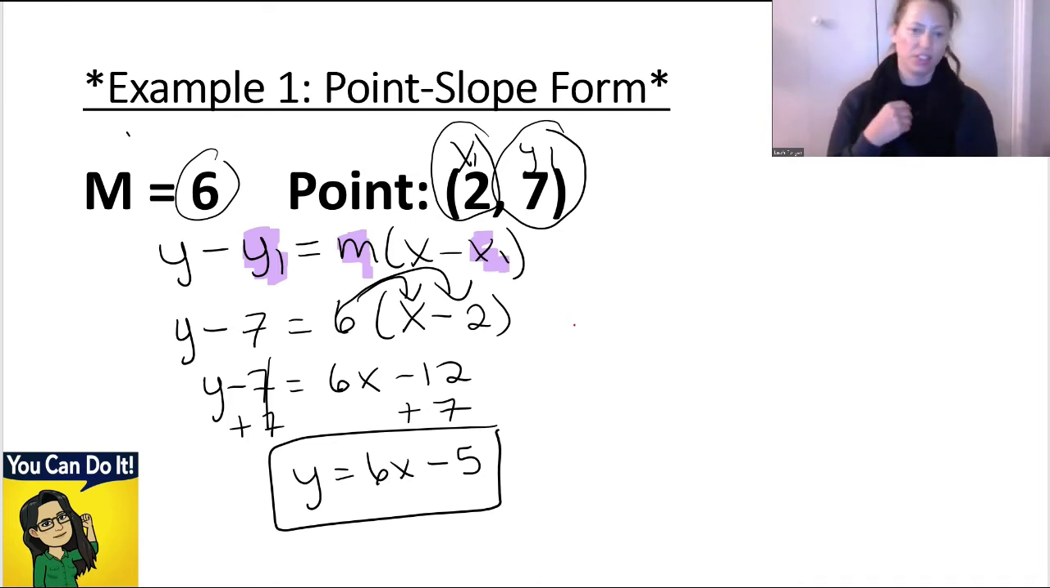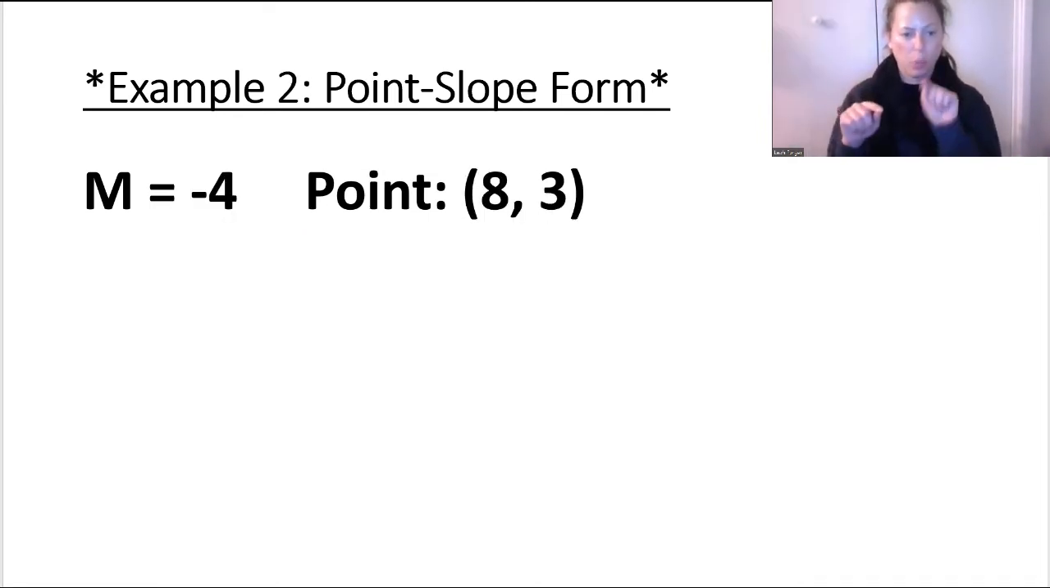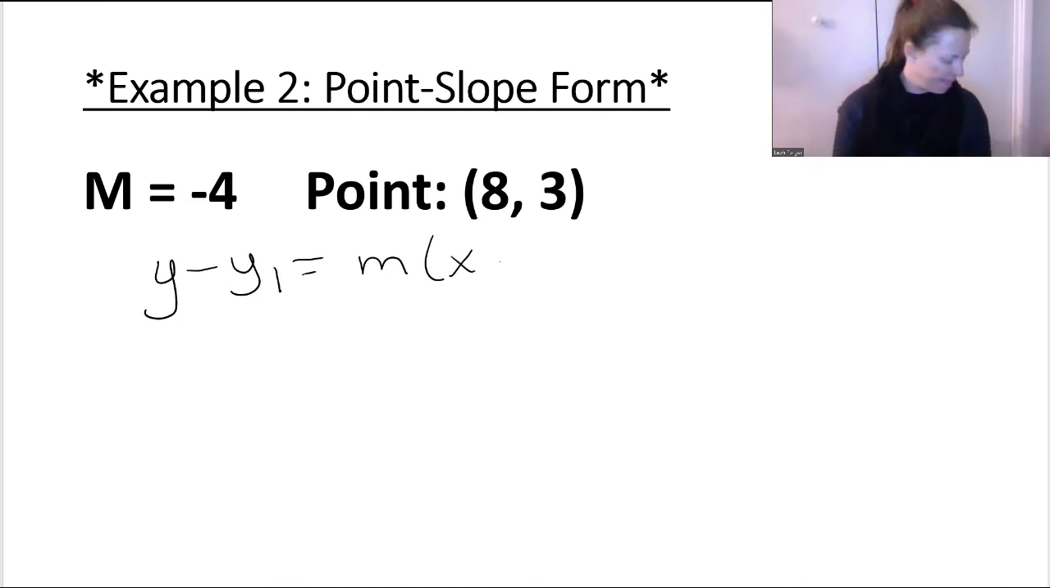Next slide. Okay, let's try this one together one more time. My slope is -4. My point is (8, 3). So let me write down the point slope formula because I'm trying to find the equation of the line. y minus y1 equals m times x minus x1.